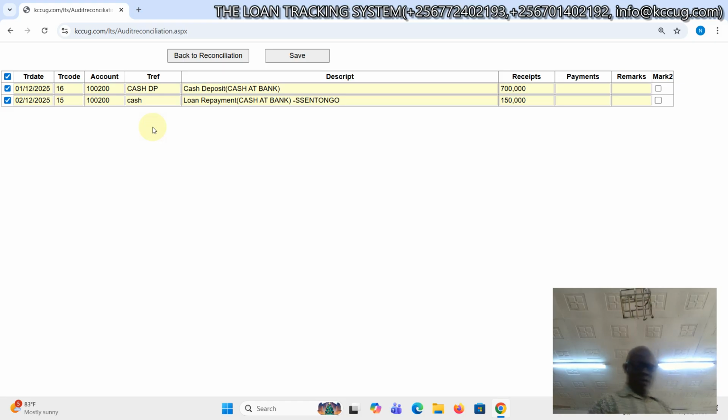Now you pick your statement from the bank and then start reconciling. When you see the cash deposit of 700,000 shillings, is it on the statement? Yes. So you tick here and also tick on the statement. Okay? Loan repayment cash is sent on. You went to the bank and deposited directly on our account, and that money is there. You tick here and you tick on the statement. Now, after doing that, you click on save.